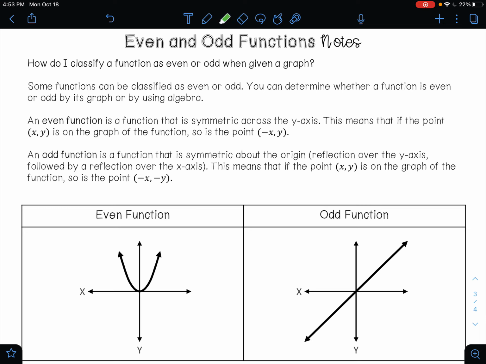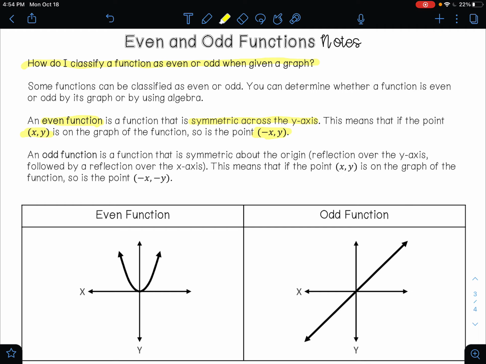So if we look at this first one, it says, how do I classify a function as even or odd when given a graph? Some functions can be classified as even or odd. You can determine whether a function is even or odd by its graph or by using algebra. An even function is a function that is symmetric across the y-axis. That means if the point (x, y) is on the graph, then so is the point (-x, y).